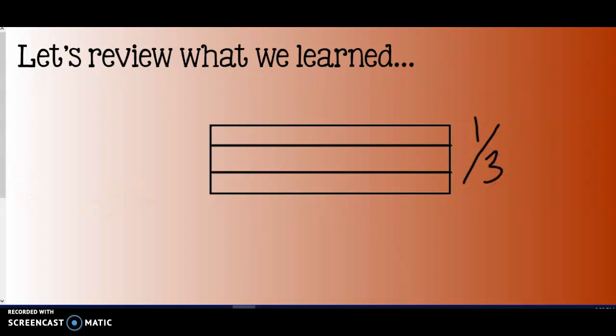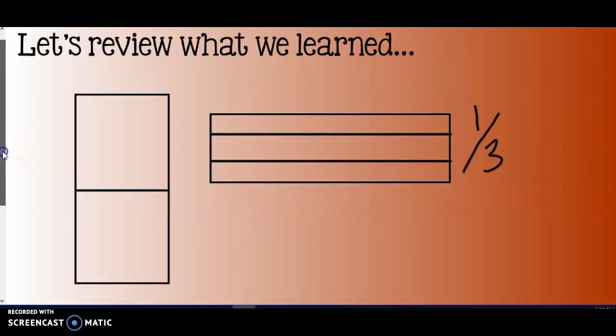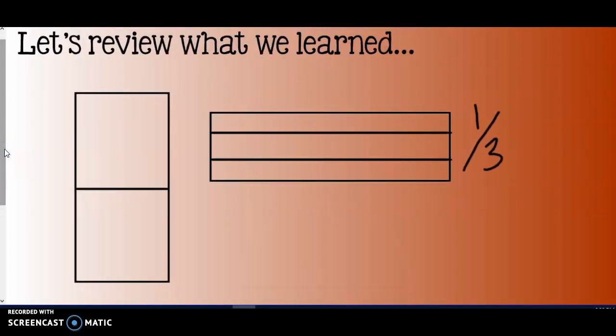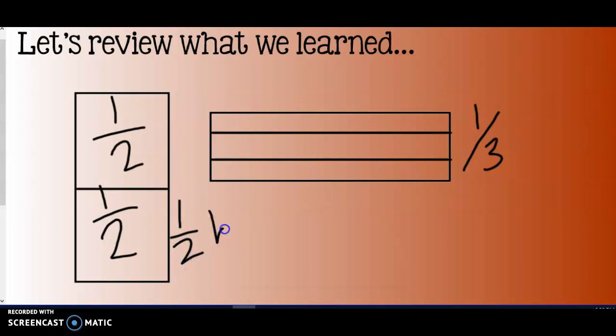Let's look at another example. Oh, another rectangle. This rectangle is split into what? How many total pieces are there? There are 2 total pieces. So this is split into half because it is 1 out of 2 pieces. 1/2. This is thirds.